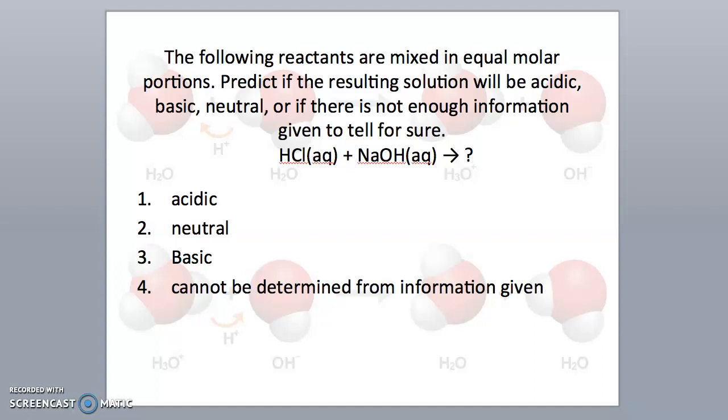So in this question, they're saying that we've got equal molar portions. So if there's equal moles of the H+ and the OH-, they're going to completely neutralize one another, and we're just going to have product. So the product being water, we would say that the pH would be neutral, or number 2 for this question.